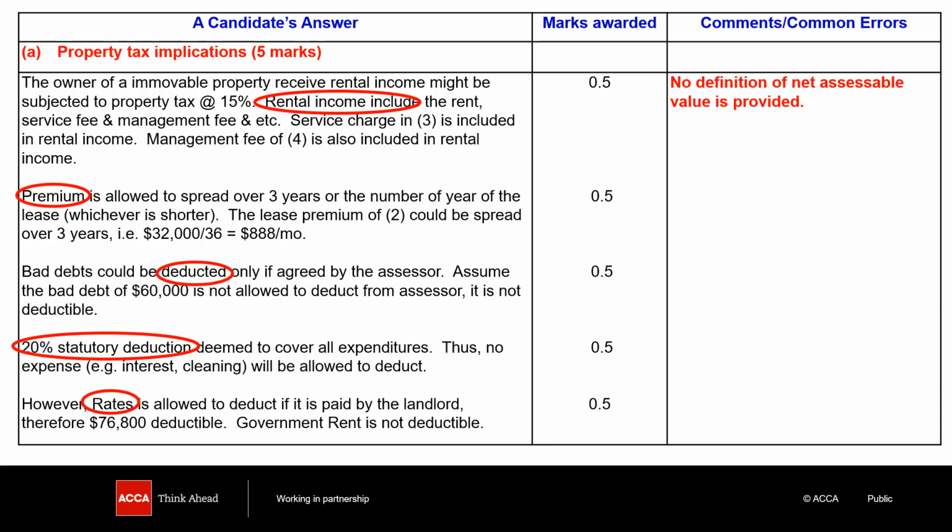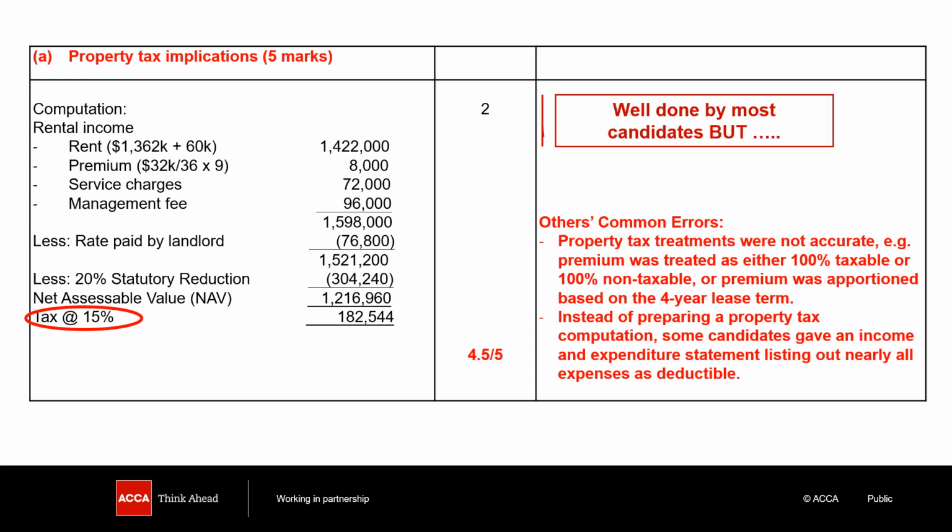Let's take a look at one candidate's answer extracted here. Those key points are circled in red and marks given. Unfortunately, the definition of NAV was not given, therefore this candidate lost a bit of marks. This candidate continued in his answer by giving a property tax computation, which has been done very well. And this part was well done by most of the candidates. So in this case, the full 2 marks have been awarded to this candidate.